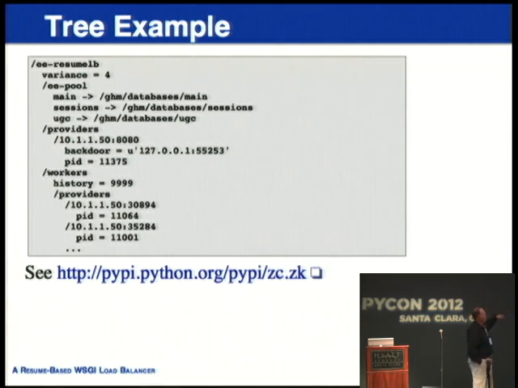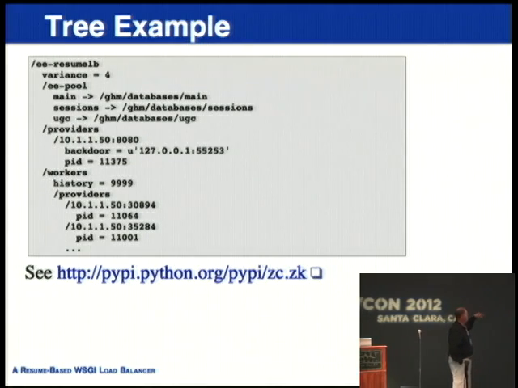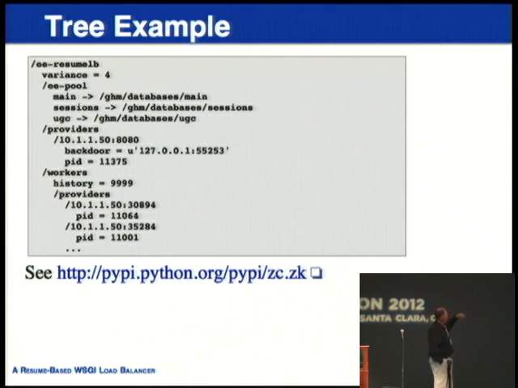The lines that begin with slashes are nodes, and so we have a resume-based load balancer pool. Actually, we have the EE resume LB, which is the load balancer. It has a variance property which controls the variance that showed up in the description of the algorithm. It has a provider subnode where it registers.